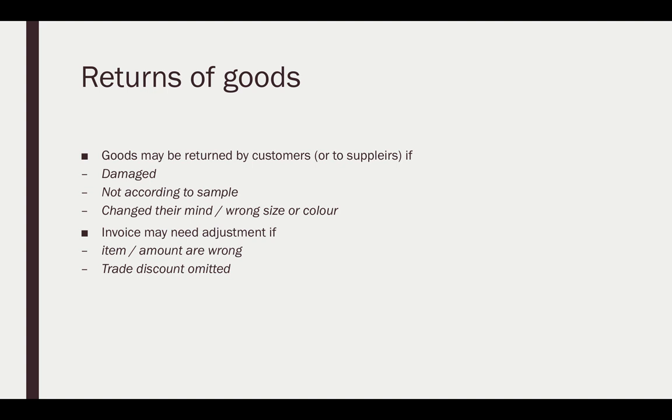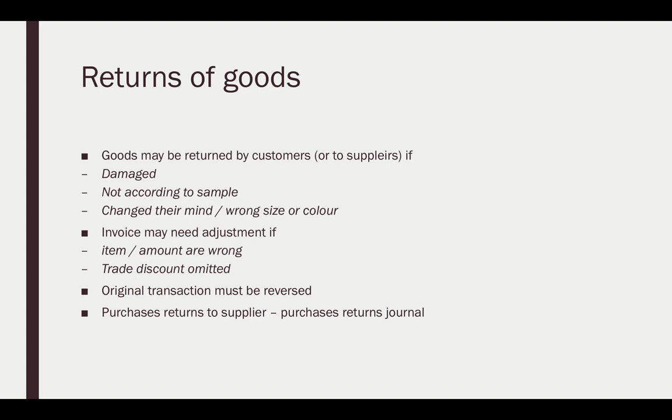Now, you would need to either adjust the invoice if your item or the amount are wrong. Maybe you made an error in creating the invoice, or maybe you forgot a trade discount. So in both of these cases, either where the actual goods are returned or possibly the invoice was incorrect for some reason, in both of these cases, you need to reverse the original transaction by the amount of the return or the error. All you do is look at the original transaction and then do exactly the opposite.